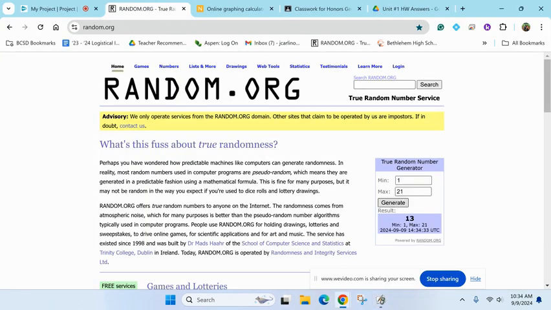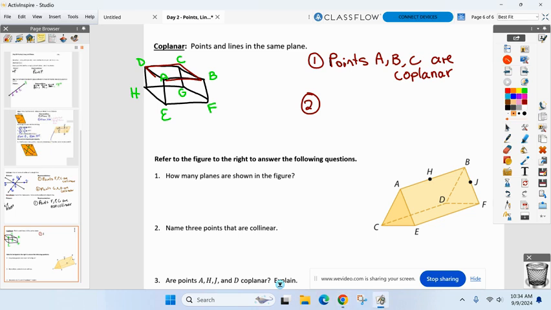Jacob, give me 2 lines on your plane. EF and BF. BF, and you said EF? Yeah. Okay, so I'm assuming you're doing the front plane, right? Yep. So I could say BF and EF are coplanar.